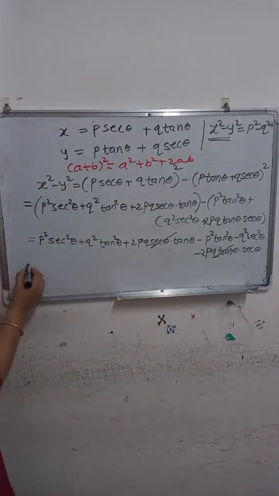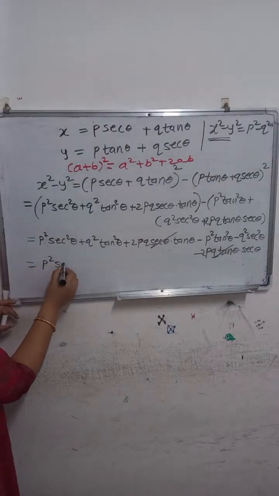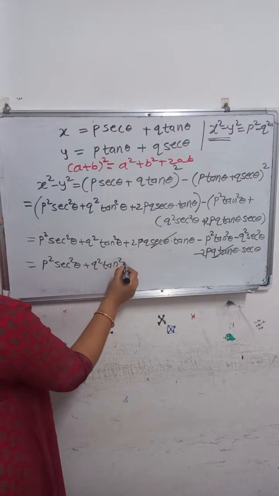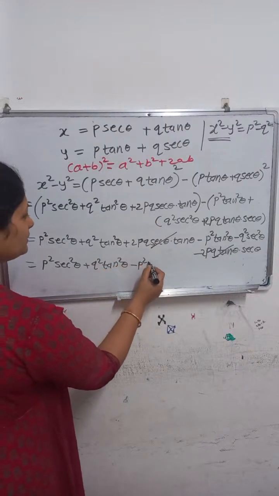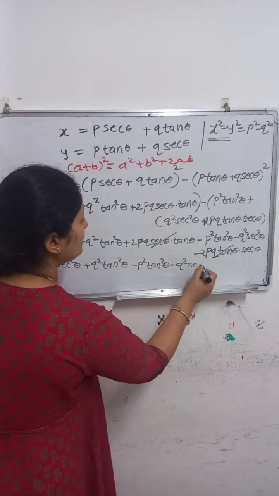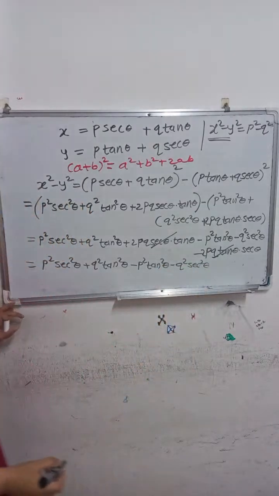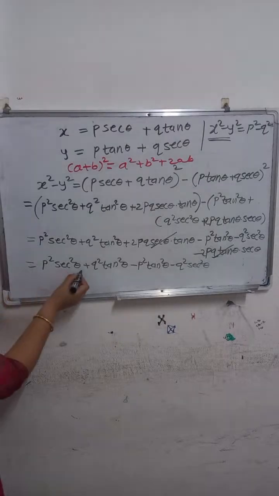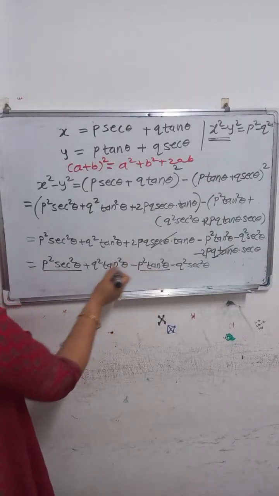So what are the remaining terms here? p square sec square theta plus q square tan square theta minus p square tan square theta minus q square sec square theta. Can you get up to here? Now you can combine the terms. I will collect this p square and this p square together.